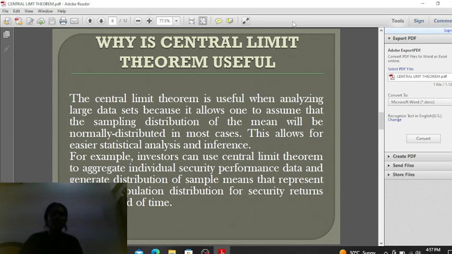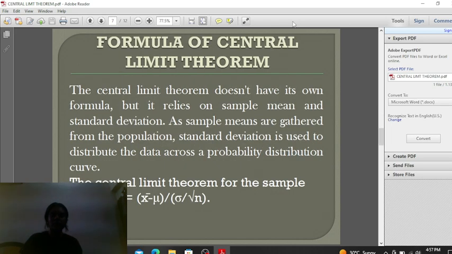I can give you an example: an investor uses the central limit theorem to aggregate individual security performance data and generate the distribution of sample means, which represents the larger population distribution for the security returns over a period of time. This is an example of where the central limit theorem can be useful.